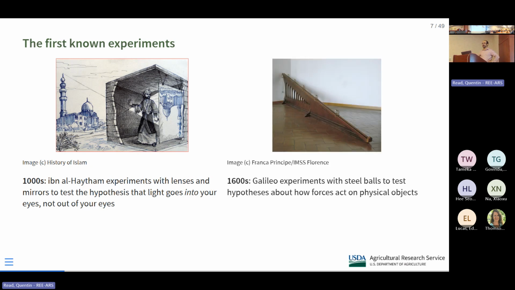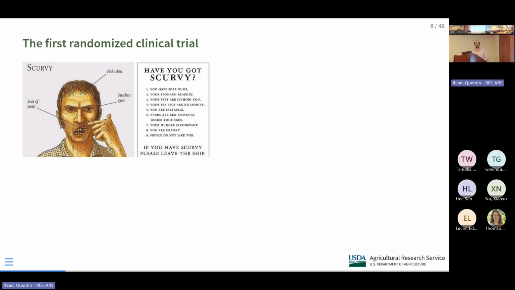And many people have heard about Galileo, about 400 or 500 years ago, who designed experiments, dropping balls from towers and rolling them down ramps. He tested hypotheses about physics, how forces act on objects. And of course, as you all are in the clinical field, you may have heard about the famous story of the first randomized clinical trial in the 1700s.